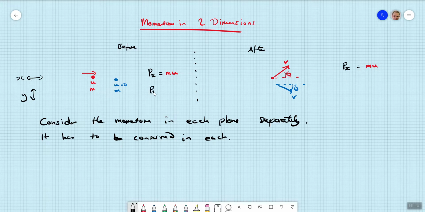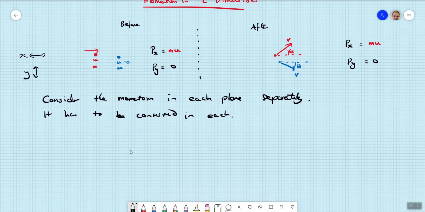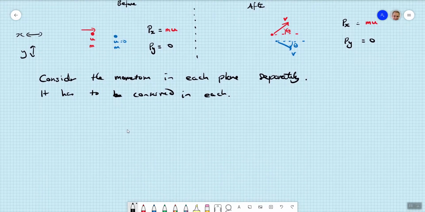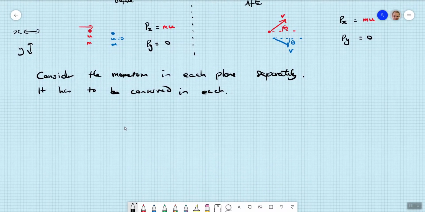And the momentum in the y direction: there is nothing moving in the y direction, so it is 0, which must mean that afterwards it must also be 0. That is something we can now use. We can solve these problems by thinking about the momentum in each plane. So let's consider this as an example. It's easiest to work through this as an example.